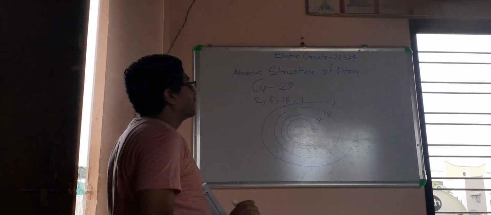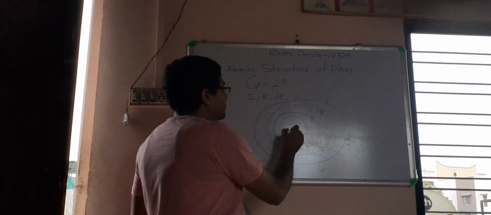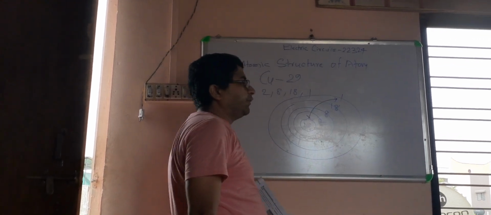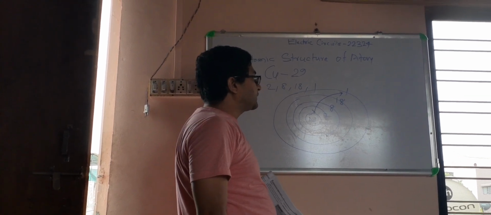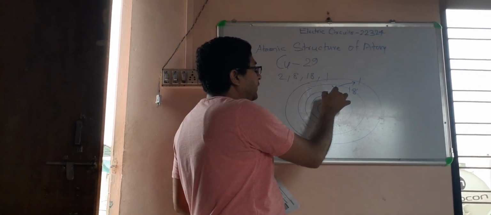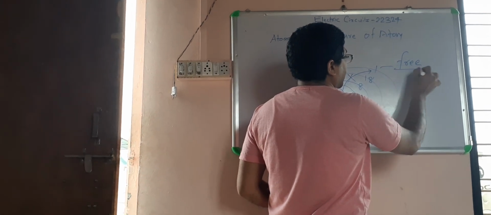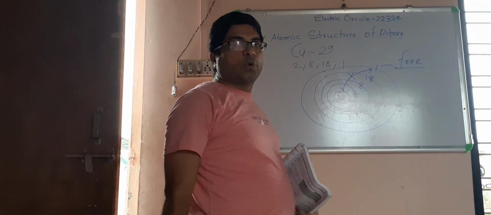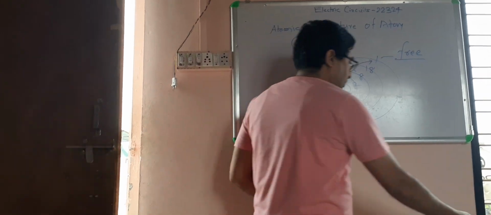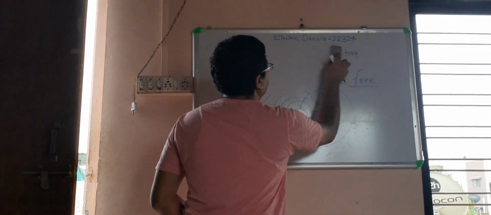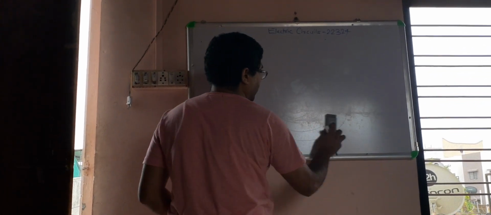Now this is the nucleus. The outermost orbit electron is revolving around the nucleus. When this force breaks, it becomes a free electron, and the flow of free electrons is known as current. So we are going to study the current definition.